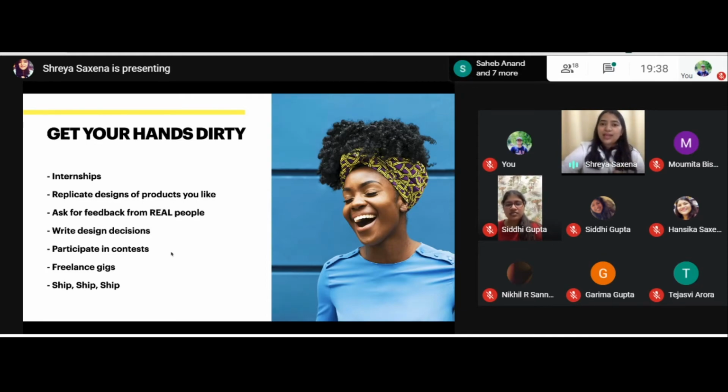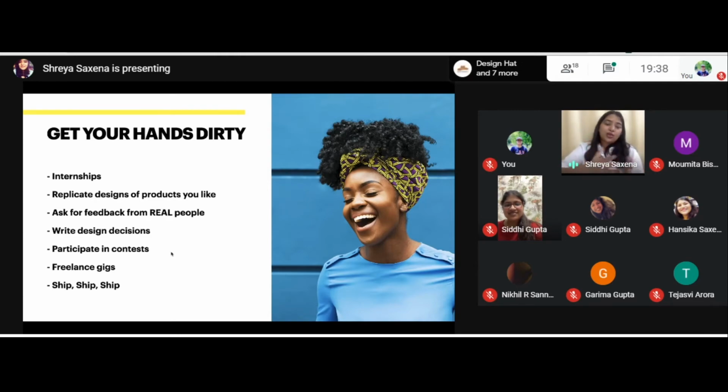Create those Medium case studies, because once you start writing down your design decisions, it'll help your thoughts get more materialized for yourself. Participate in contests. There are a lot of different contests on Dribbble, on Topcoder, where you can participate and get a feel of how good you are, and improve your craft.